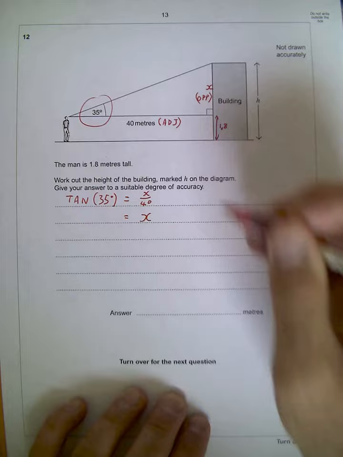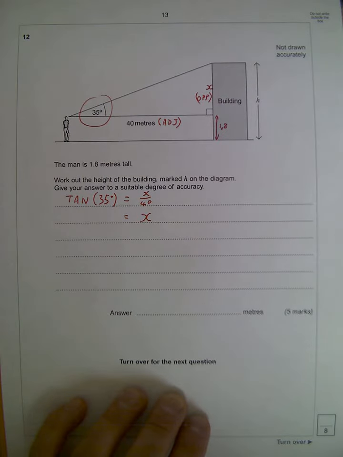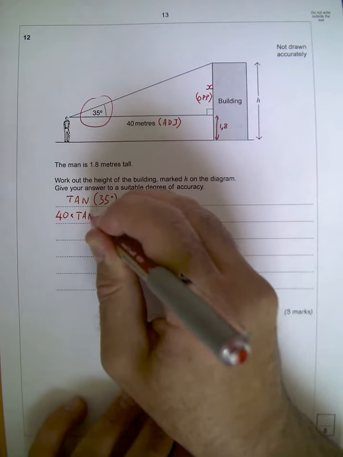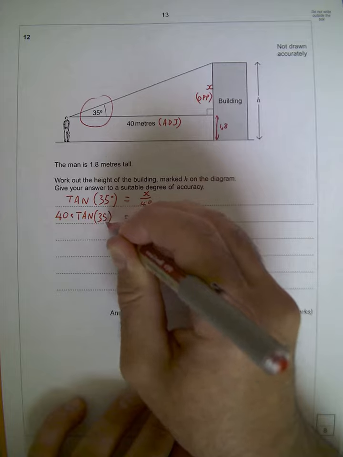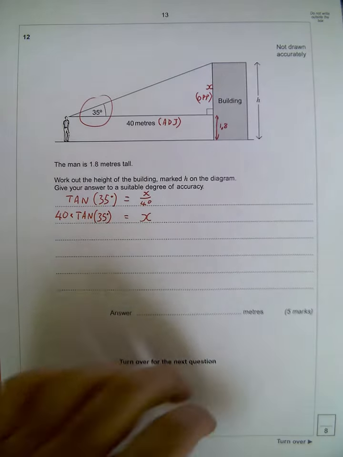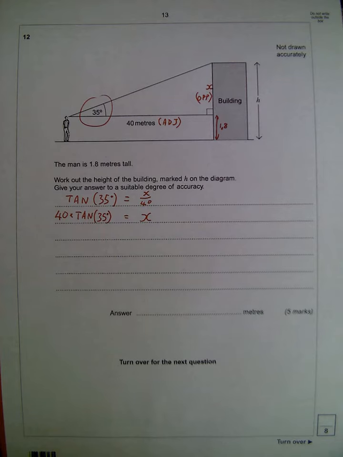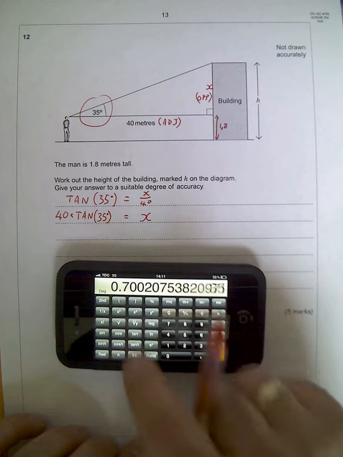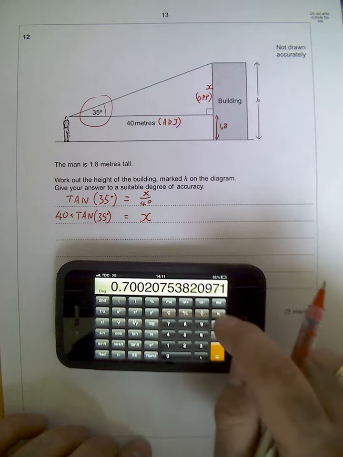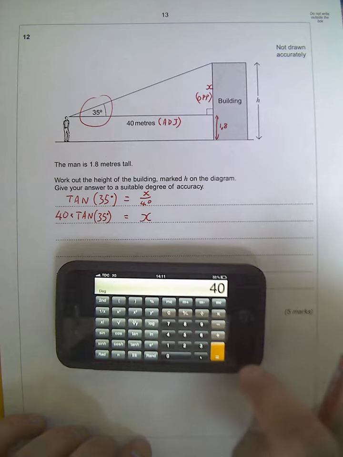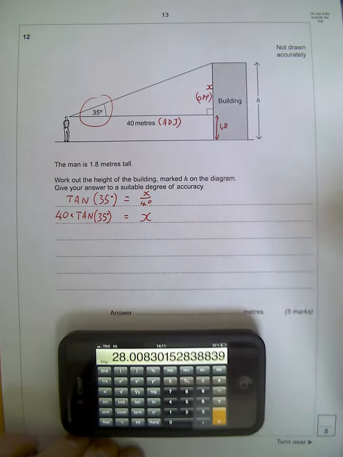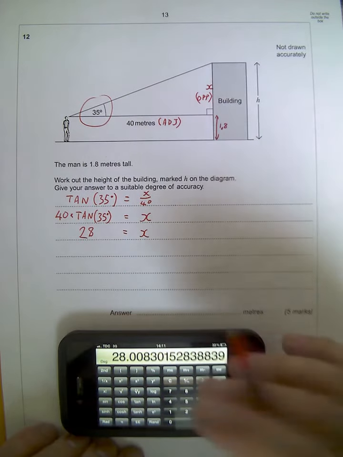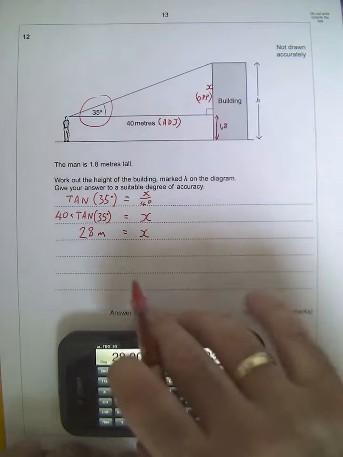So x itself, we need to multiply both sides by 40 to get rid of that fraction. X itself must be 40 times tan of 35 degrees. And that's something I can work out on my calculator. So 35 tan is that, times 40 is, well, just about 28. So x is 28 meters.